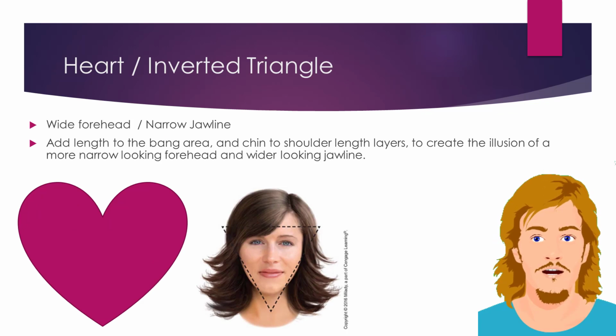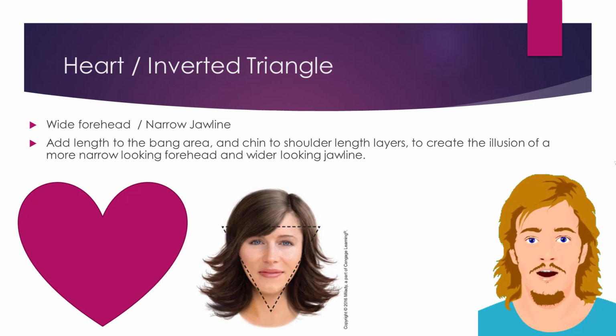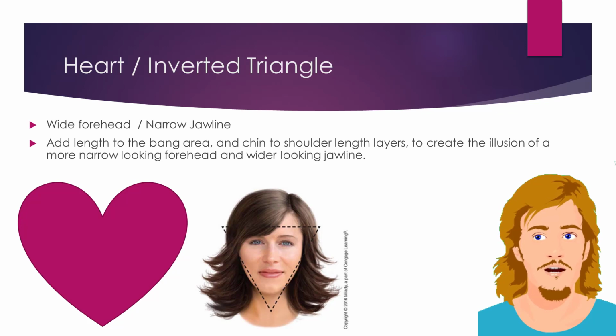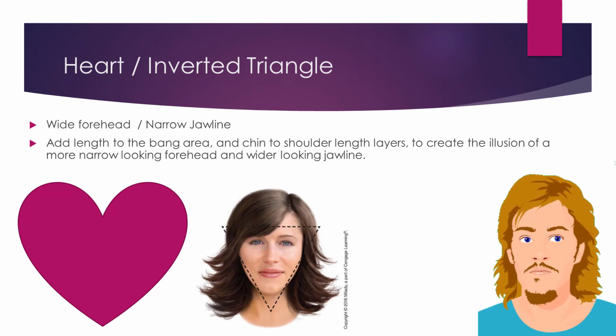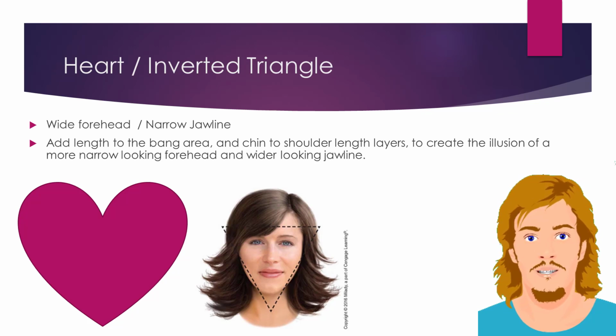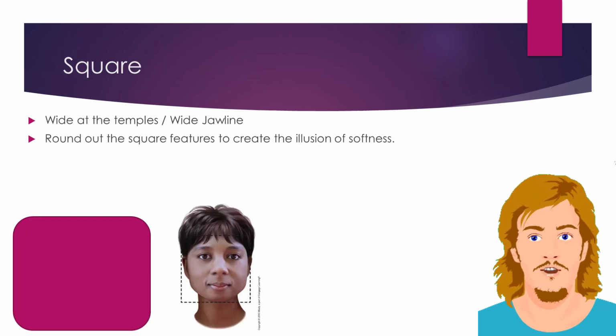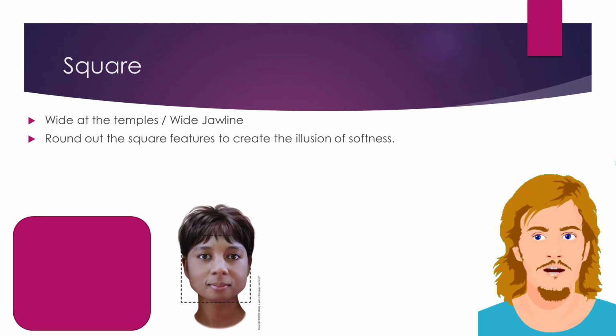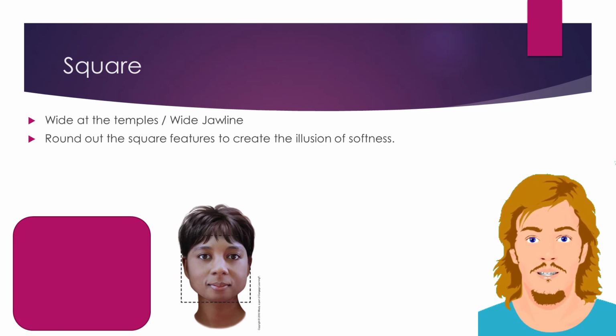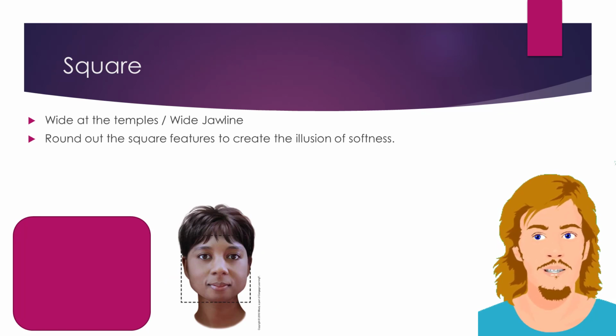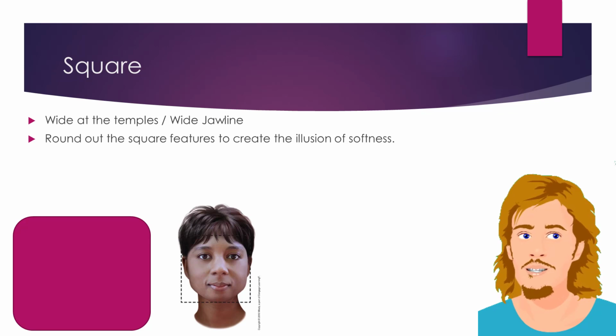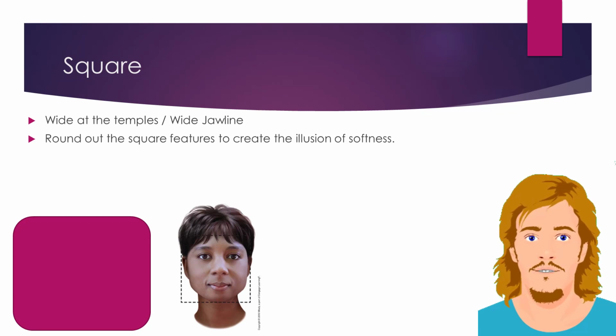The heart-shaped face, or inverted triangle, is the exact opposite. It is wide in the forehead, and narrow in the jawline. Here, you should add length to the bang area, and add chin to shoulder length layers, to create the illusion of a more narrow-looking forehead, and a wider-looking jawline. The square face shape can be recognized with its wide forehead, wide jawline and wide cheeks. To minimize the squareness, you will need to round out these features, to create the illusion of softness.